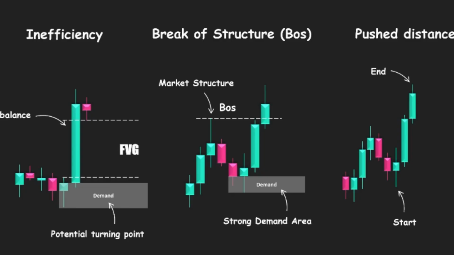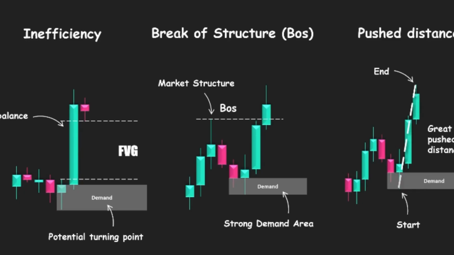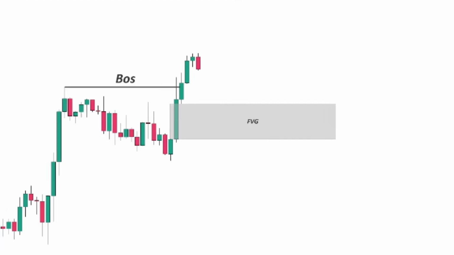2. Supply and demand zones. These are areas where large orders previously entered the market. A strong zone has an imbalance, fair value gap, a break of structure, and a strong push away. An example of a high-quality demand zone is when all three conditions are met.